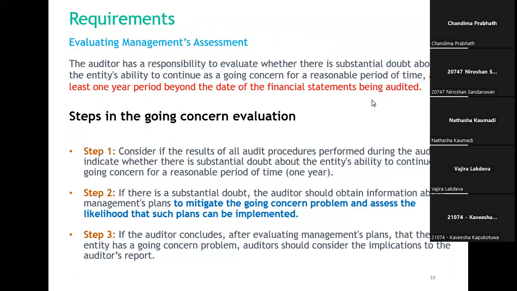Then step 3, if the auditor concludes after evaluating management plans that the entity has a going concern problem, the auditor should consider the implication to the auditor's report. Based on the audit evidence obtained, the auditor will consider whether there are any implications to the auditor's report in relation to going concern. So that is at high level the process, right?